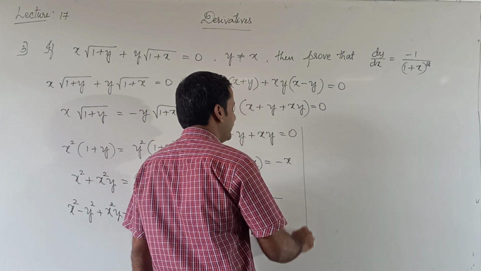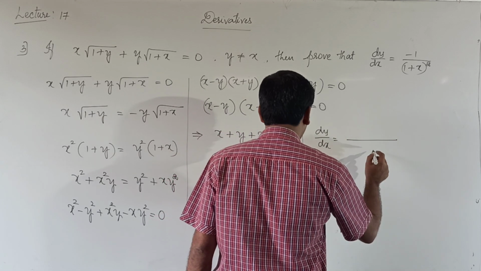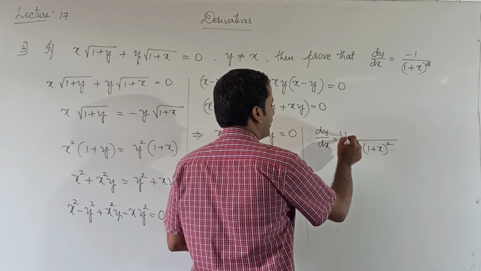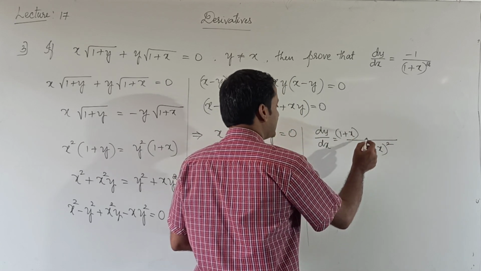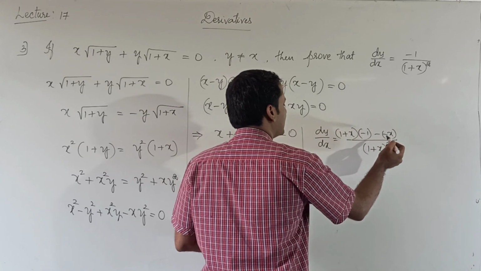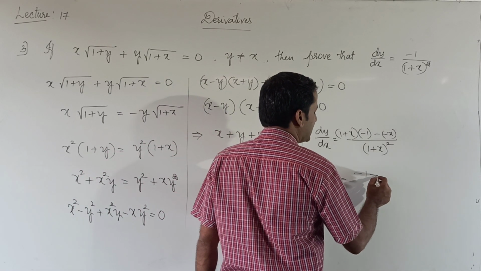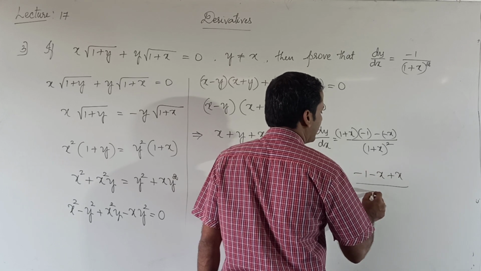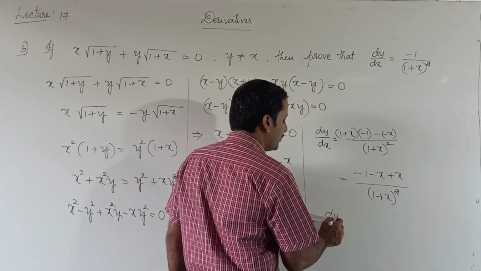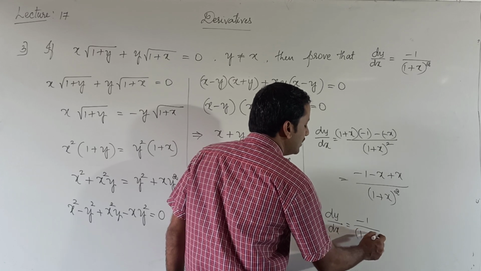Now differentiate it. dy by dx is equal to, using the quotient rule, in the denominator 1 plus x whole square, in the numerator 1 plus x into the derivative of minus x, which is minus 1, minus x into the derivative of 1 plus x, which is 1. So this is equal to minus 1 minus x plus x divided by 1 plus x whole square. x gets cancelled. So we have dy by dx is equal to minus 1 by 1 plus x whole square.